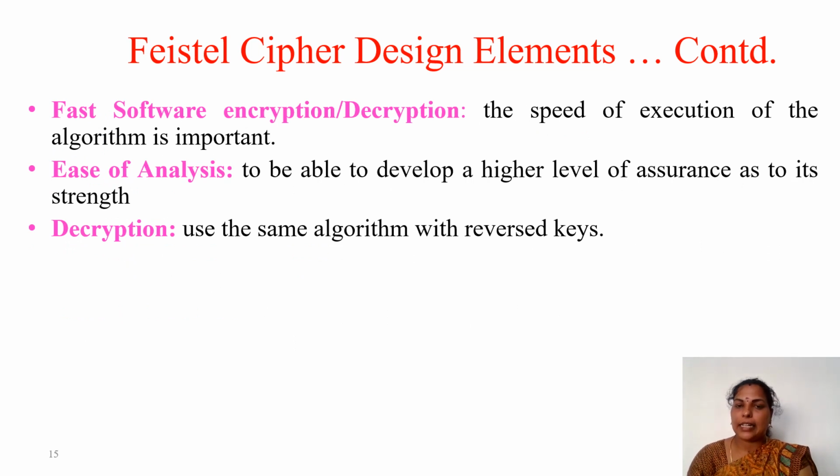Next is fast software encryption decryption: the speed of execution of the algorithm is very important. If you go for 16 rounds, what is the time taken to execute? But if you do not go for 16, then security becomes a question. So how did they fix 16 rounds? Why not 17, 18 or 15? Using some trial and error, the inventors of this algorithm fixed 16 rounds. And ease of analysis is to be able to develop a higher level of assurance as to its strength. For decryption, we use the same algorithm with the reversed keys. So these are the cipher design elements in the Feistel cipher structure.